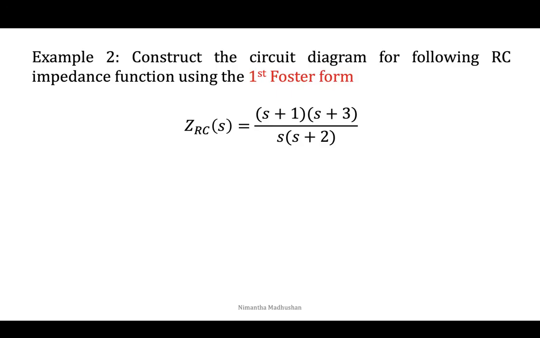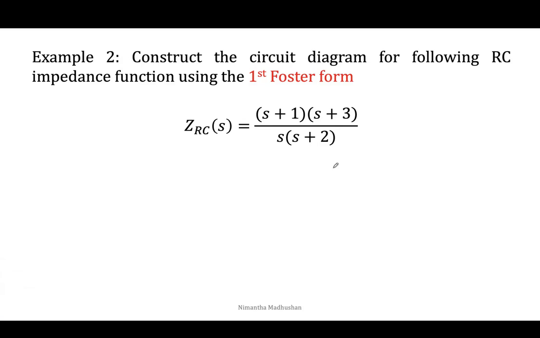Hello everyone. In this video, I will discuss how to synthesize an RC passive network using the first Foster form. This is another example. You can see the impedance function of the RC network is this one. Z_RC(s) is equal to (s + 1)(s + 3) over the denominator s(s + 2). Before constructing our circuit, we have to check whether the function is realizable or not.